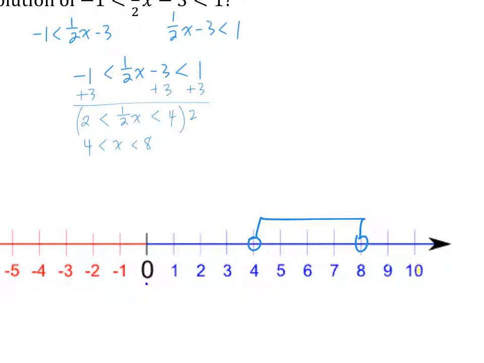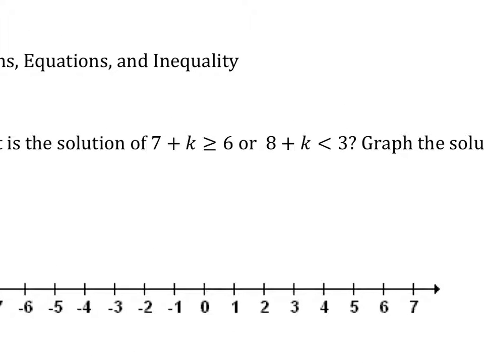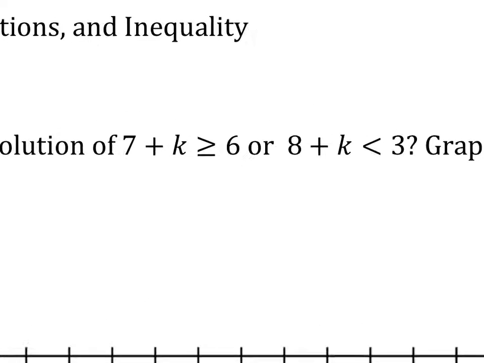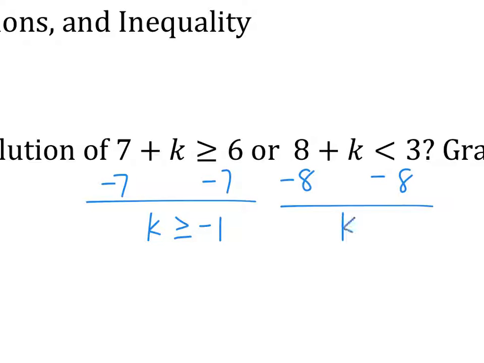Okay, really quickly, we're going to finish OR and then let you do some practice. OR inequality means that there is no overlap. They're going to point in opposite directions now. So what is the solution of this? Let's solve it. -7 minus 7. k is greater than or equal to -1. This one, -8 minus 8. k is less than -5.